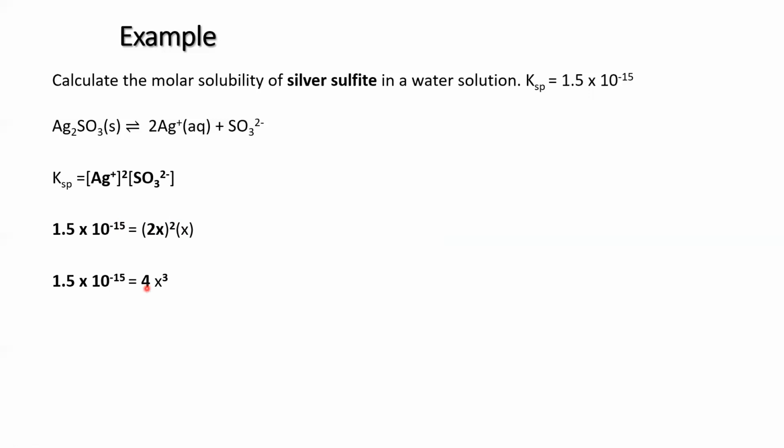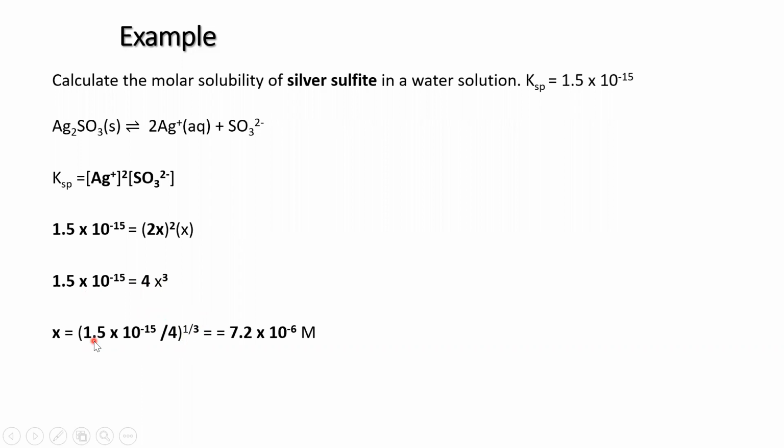Now, this time you're going to be dividing by 4. That'll give you x cubed. And then take the cubed root of both sides, and that'll give you x. Okay, divide both sides by 4, then take the cubed root of both sides, and that'll give you x. And the cubed root is the same thing as raising it to the 1/3 power.